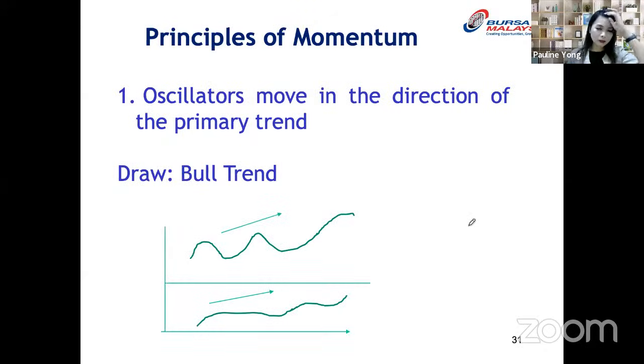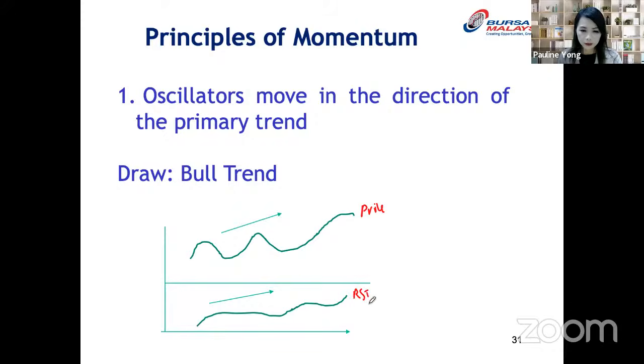Okay, principles of momentum. Sometimes you do see some of the YouTubers say that the price is having a divergence, a positive divergence or a negative divergence. So what is this divergence? Here you are looking at this as the price, and then this is the indicator. It could be stochastic or RSI.